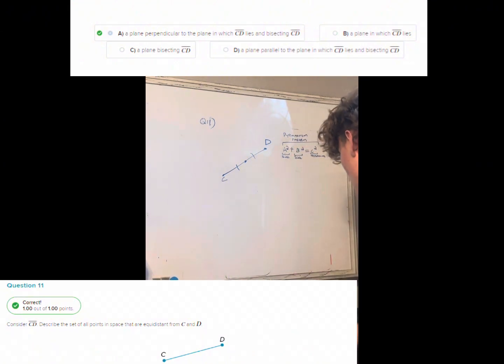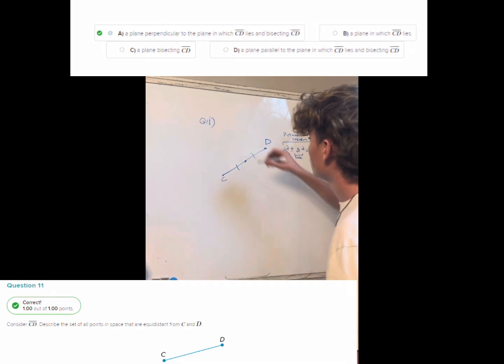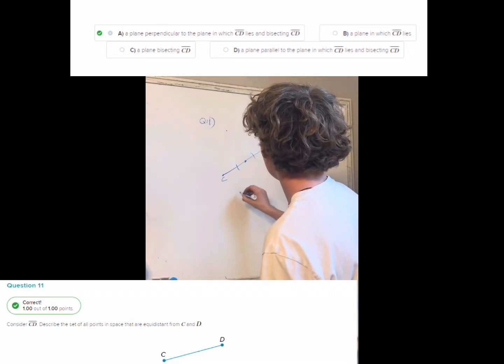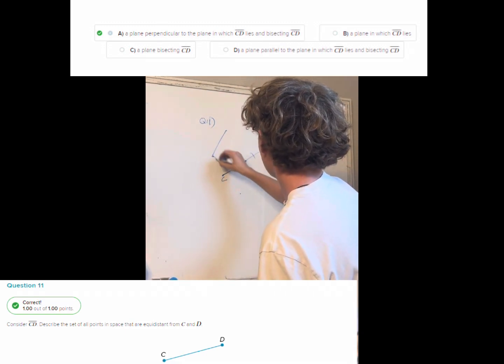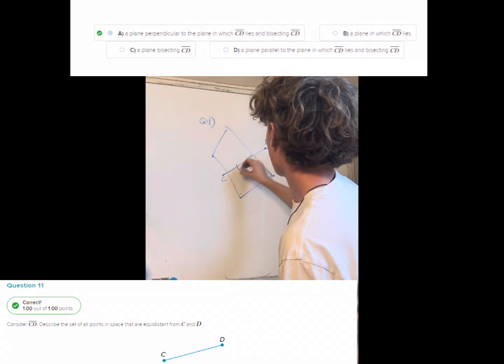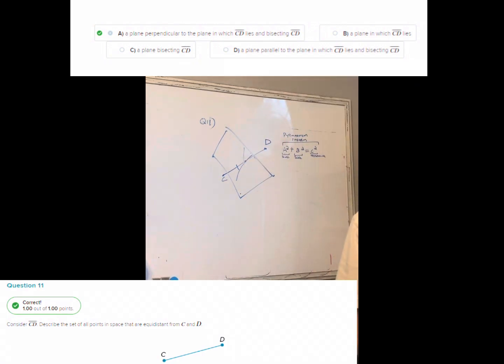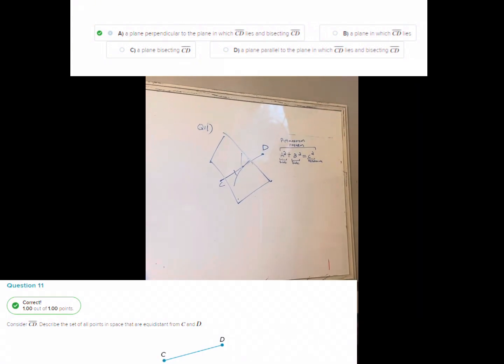And I'm going to read it again. A plane perpendicular to the plane in which CD lies, bisecting CD. So this would be a plane that cuts it in half, sort of. See, it's very hard to put on a board, but there you go.